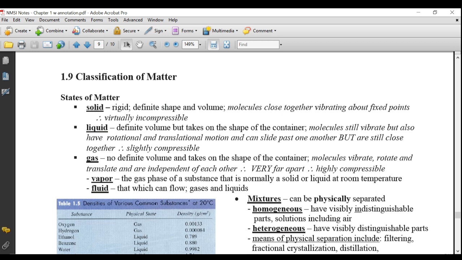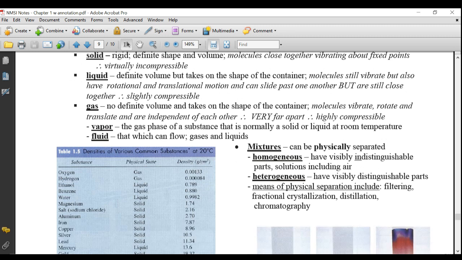Two other words that go with that: vapor and fluid. Vapor is the gas phase of a substance that is normally a solid or liquid at room temperature. Fluid is anything that can flow. So think about the FLs going together there. We're talking about gases and liquids being fluids. So just because you call something a fluid doesn't mean it has to be a liquid. It can also be a gas.